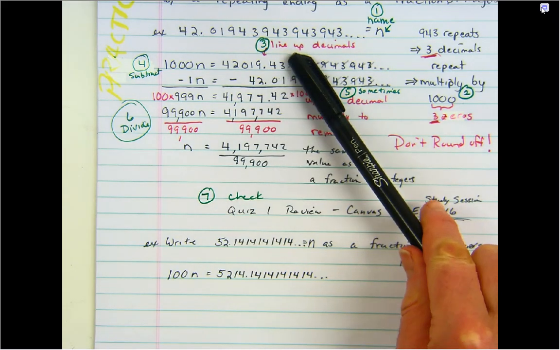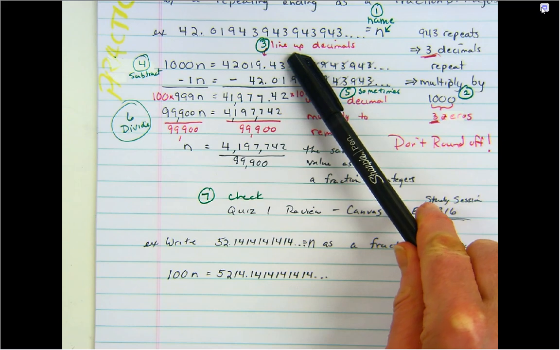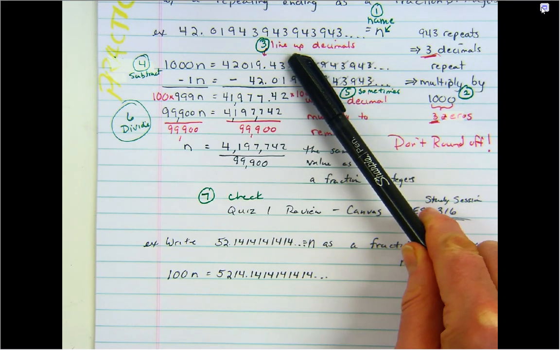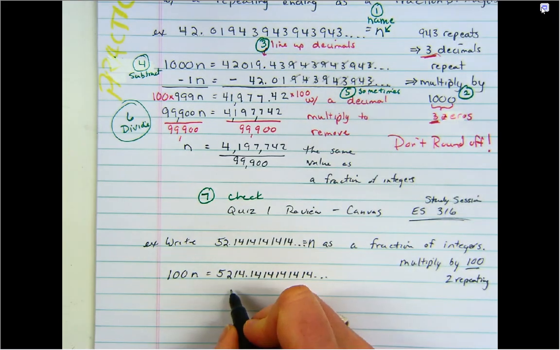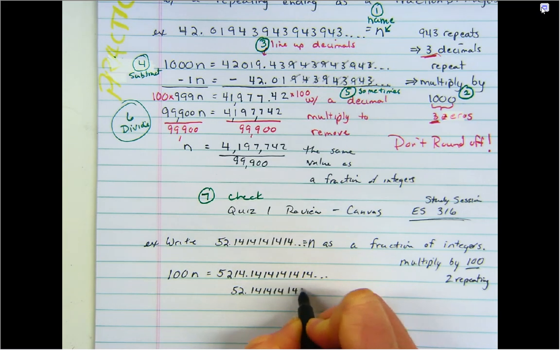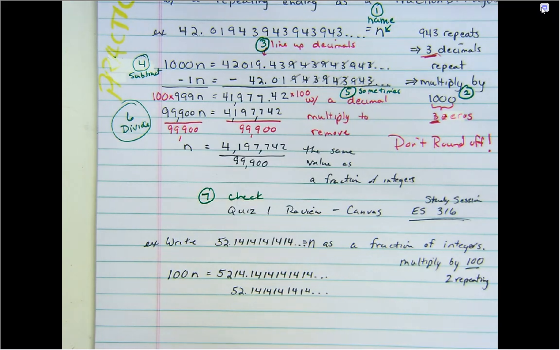Number 3, line up the decimals. Okay, so I'm going to take my original number, the smaller number, and write it underneath the larger number. So that was named n, so we'll write the whole equation down. N equals 52.14141414 dot, dot, dot.